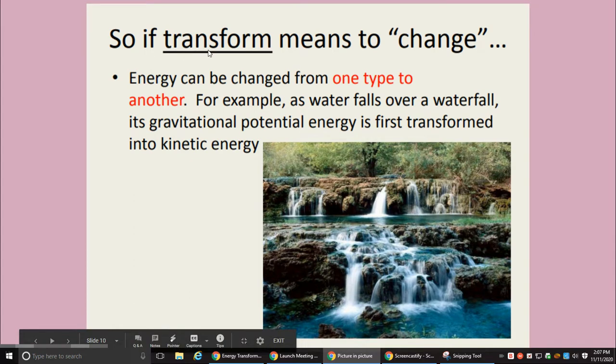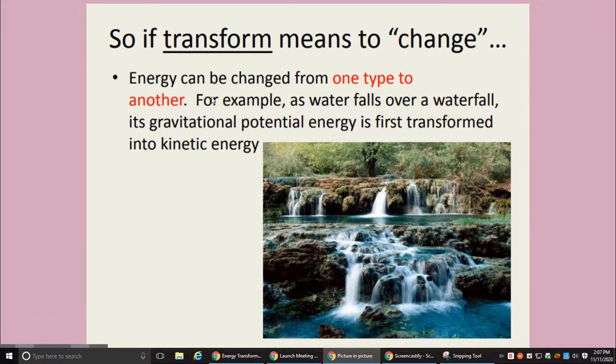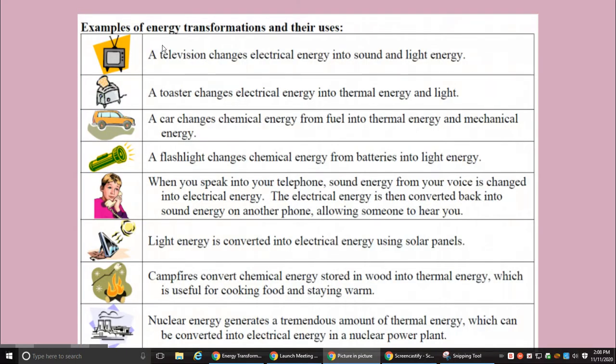So if transform means to change, energy can be changed from one type to another. For example, as water falls over the waterfall, its gravitational potential energy is first transformed into kinetic energy. Examples of energy transformations and their uses.